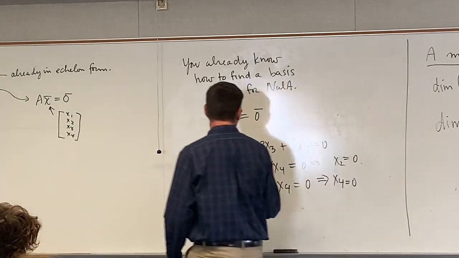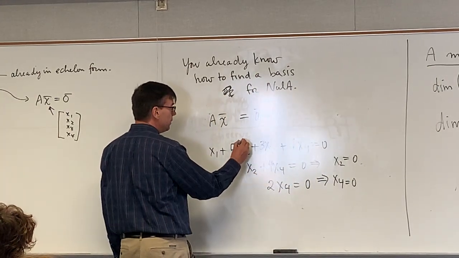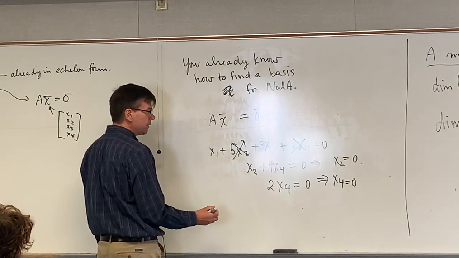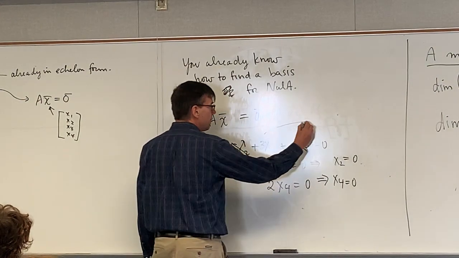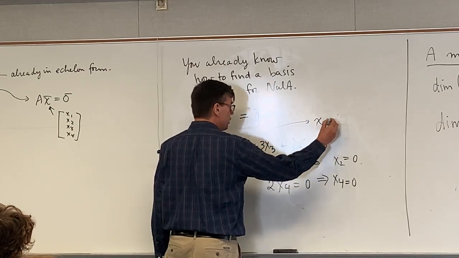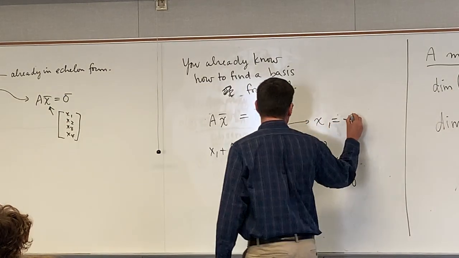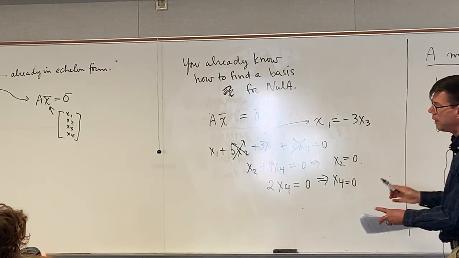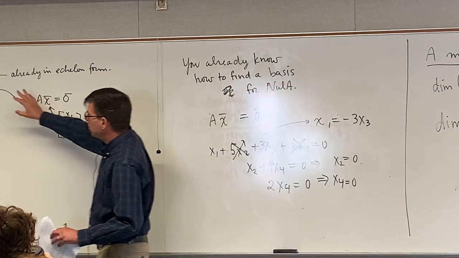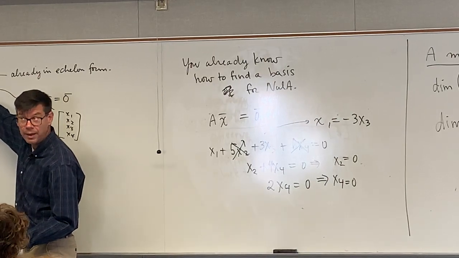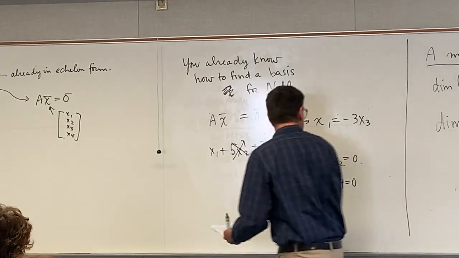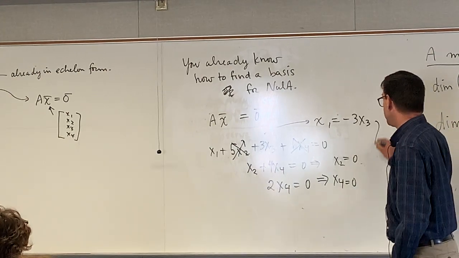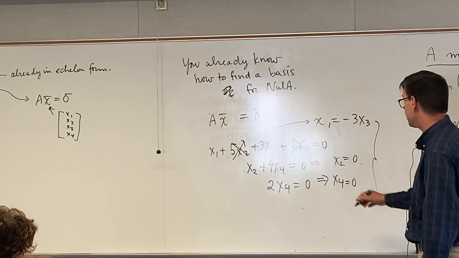And so if x4 is 0 and x2 is 0, so this is gone, we know x3 is free, so all we're left with from the first equation is that x1 is negative 3x3. So if you don't like what I'm doing here, just reduce this matrix all the way, right? And then the results will pop out. I'm just working from the algebraic equations instead of the matrix.